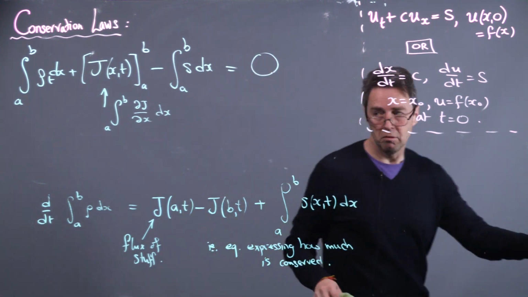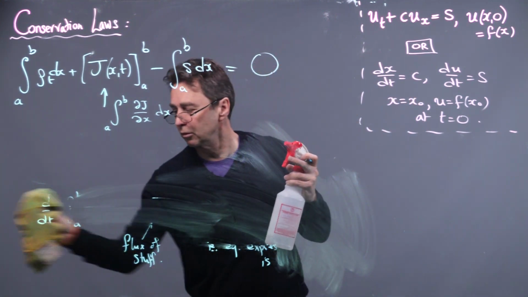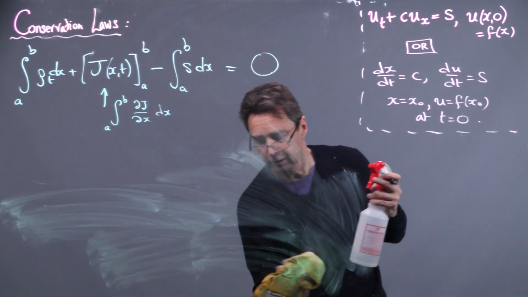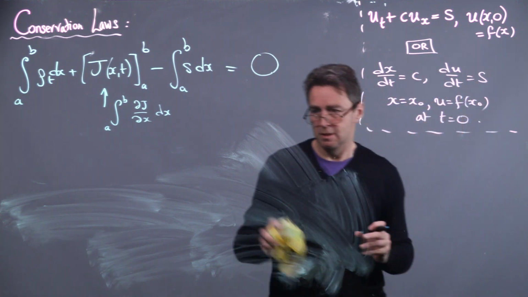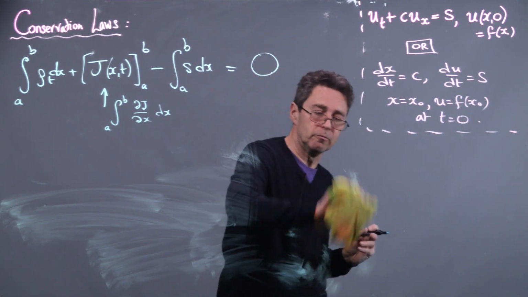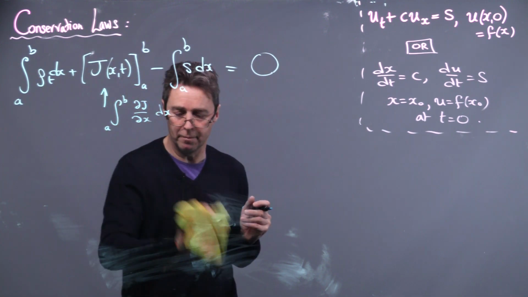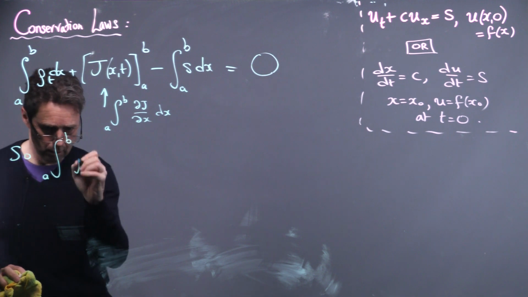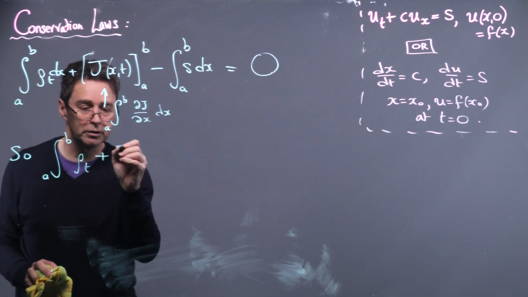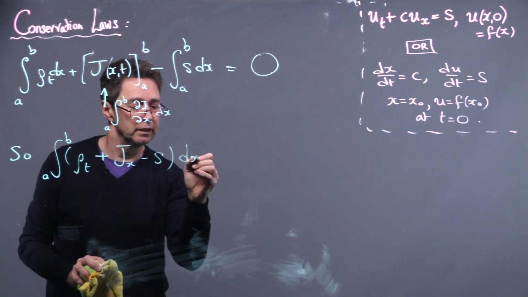So I can recognize that all three terms here are integrals over the same range, and I can now just slap them all together and write a single integral. What do I get? Rho t plus jx minus s. That's the integrand, dx is 0.